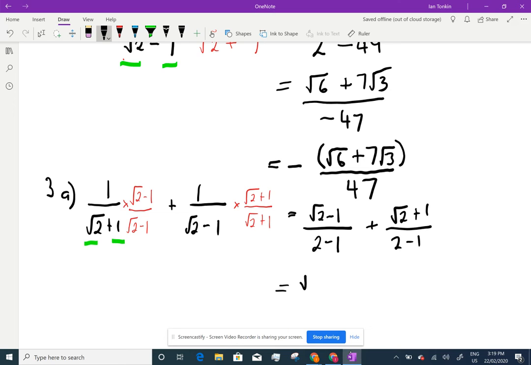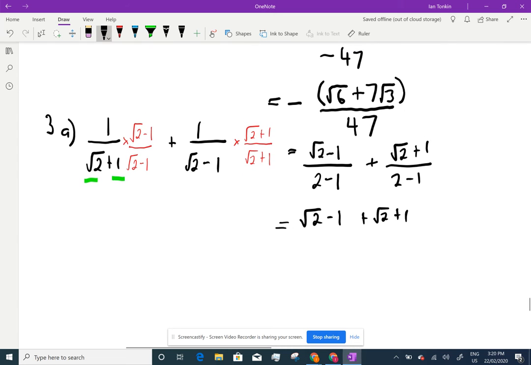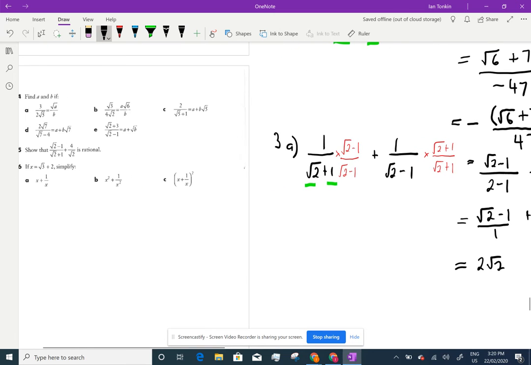And it just so happens, root 2 minus 1 plus root 2 plus 1. And they're both over 1, which I don't need, because anything divided by 1 is itself. So it's root 2 plus root 2, 2 root 2. And minus 1 plus 1, they just cancel each other out. So that one was a pretty easy one.